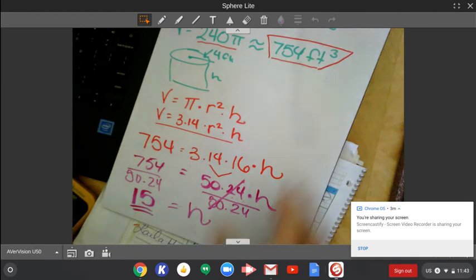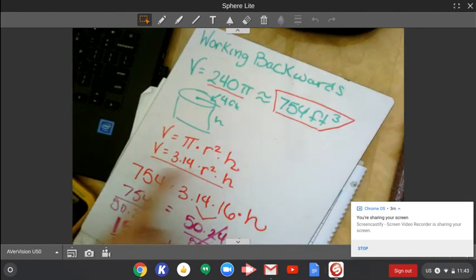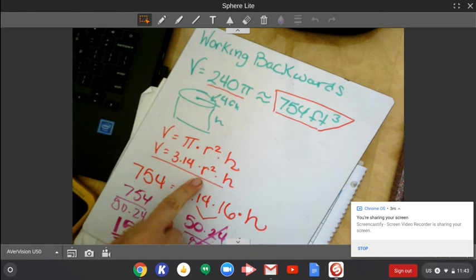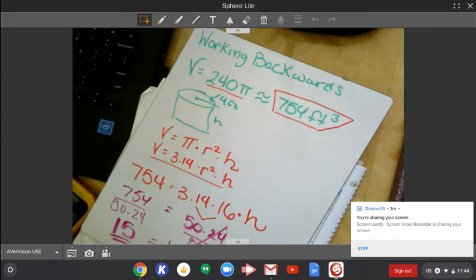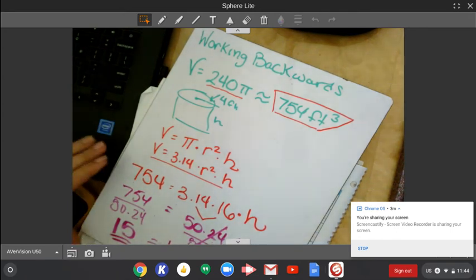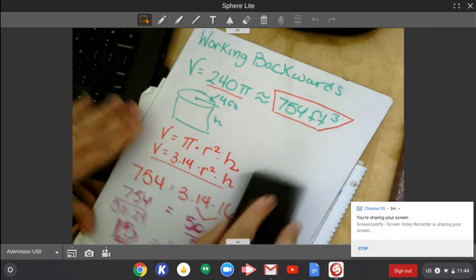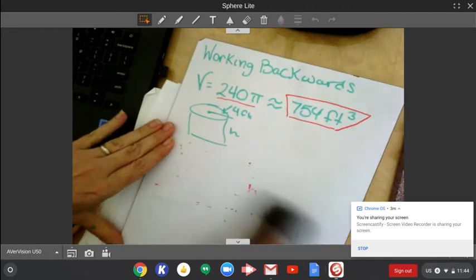And I'm going to round it to 15 to put my answer in. Okay, so you can check your answer. You go back to the formula and you would do 3.14. The radius was 4, so you do 4 squared times 15, and you should get approximately 754 for the answer. Okay, now we are going to do one where you have to find the radius. That one is going to include an extra step.